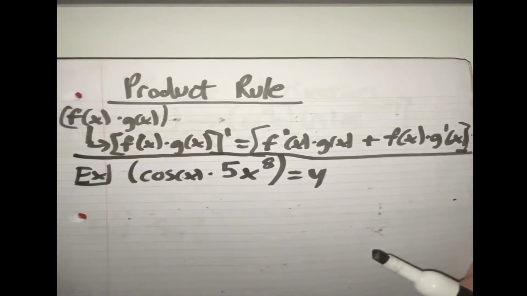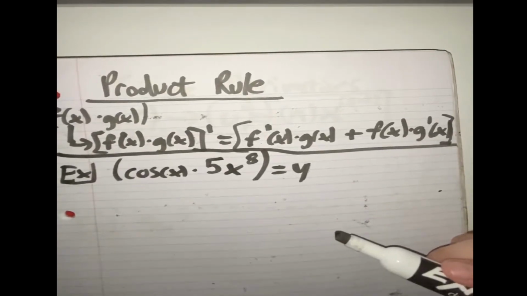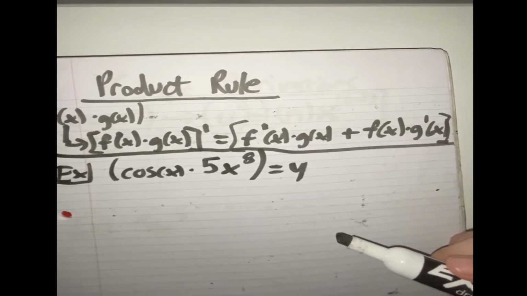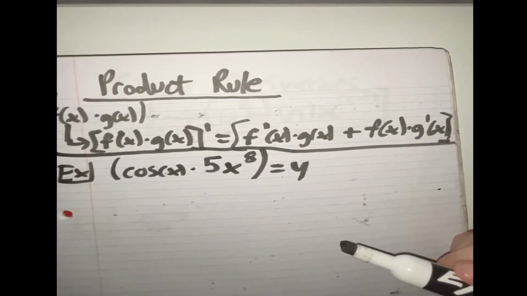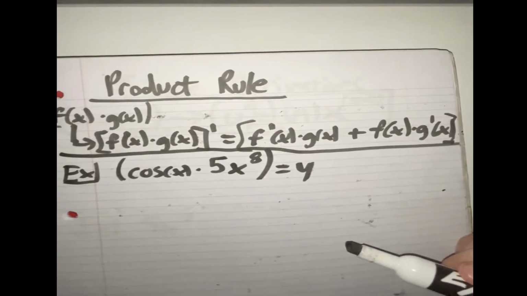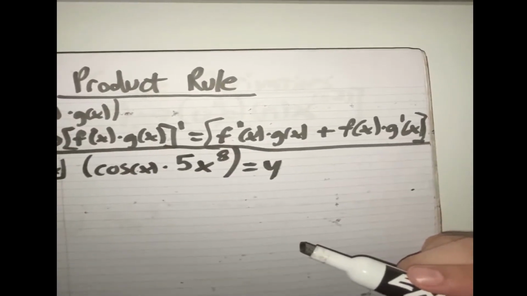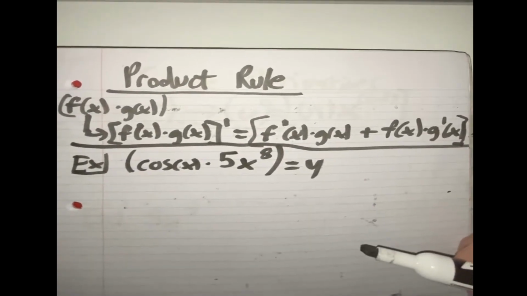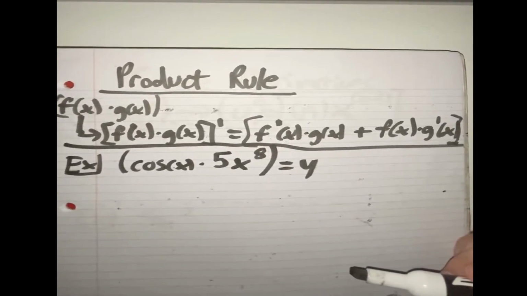So notice this function right here that we have, cosine of x times 5x raised to the 8th power is equal to y. Notice that we can't simplify this problem using algebra, and we cannot combine these terms. So we have two different x terms. So basically what we have to do is apply the product rule in order to take this derivative, because we have two x terms that cannot be simplified by using just simple algebraic arithmetic.